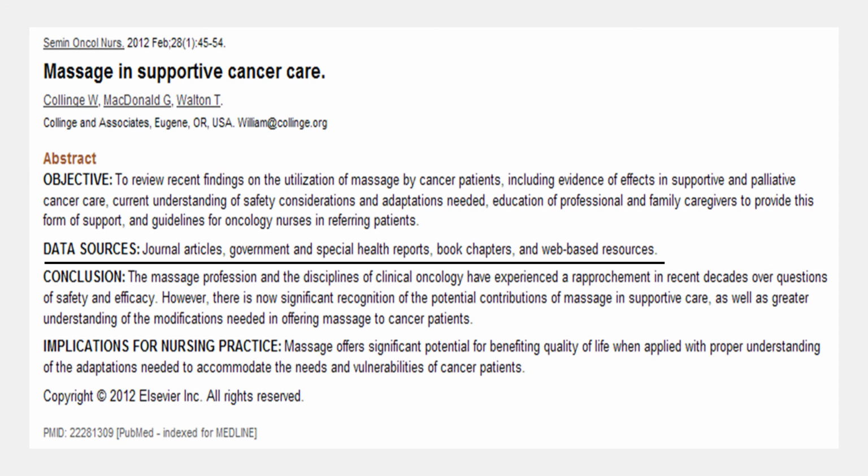So what they have in here is conclusion and implication for nursing practice. Because of course they're specifically targeting the practice of nurses, and they're saying massage offers significant potential for benefiting quality of life when applied with proper understanding of the adaptations needed to accommodate the needs and vulnerabilities of cancer patients.